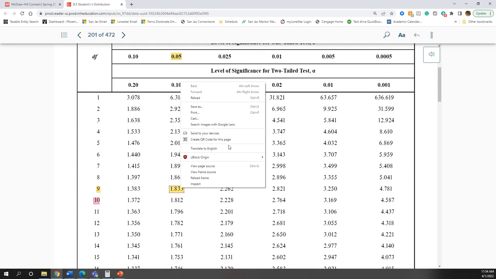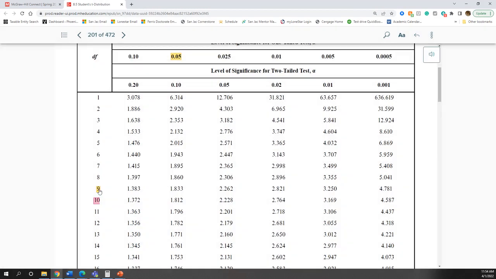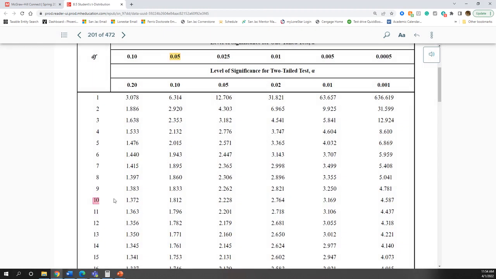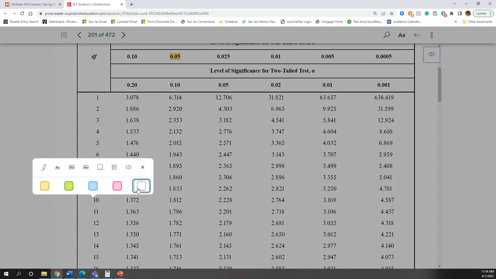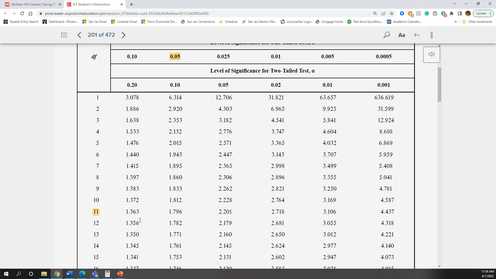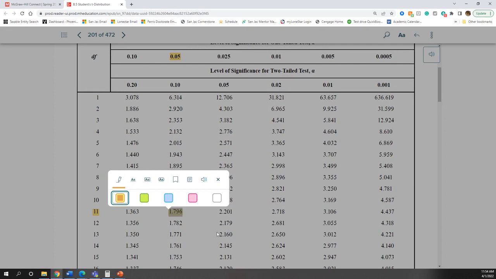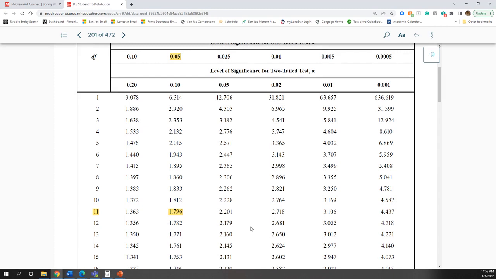Probably going to deal with two tails more in chapter 11. So let's get rid of these. Since we already calculated the degree of freedom, we know that's going to be 11. Okay. So 11 in the second chart. It's going to end up being 1.796. Okay. Now we can actually start calculating t. But the first thing that we have to do is calculate standard deviation.